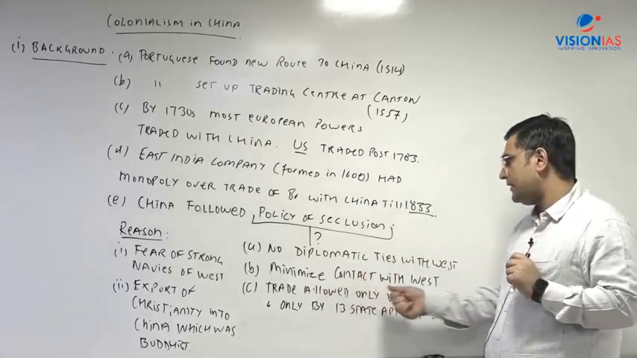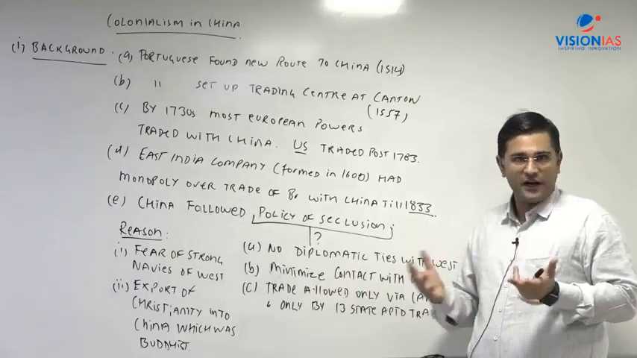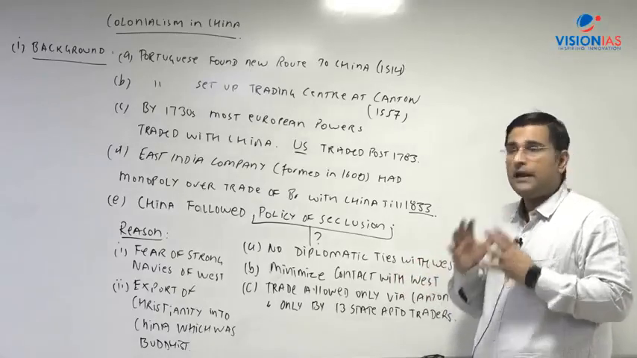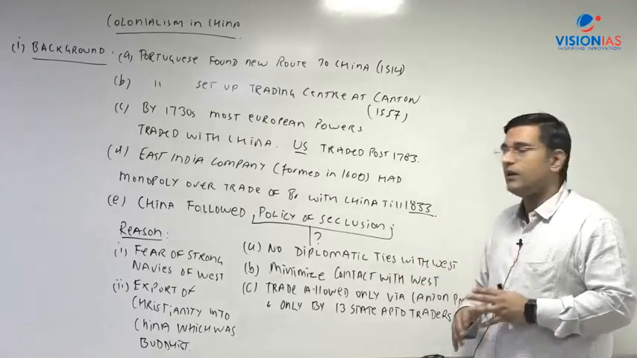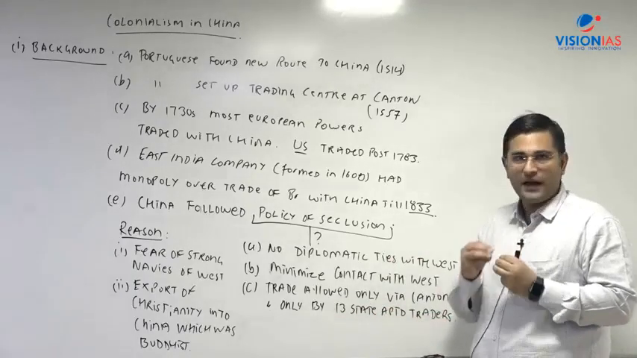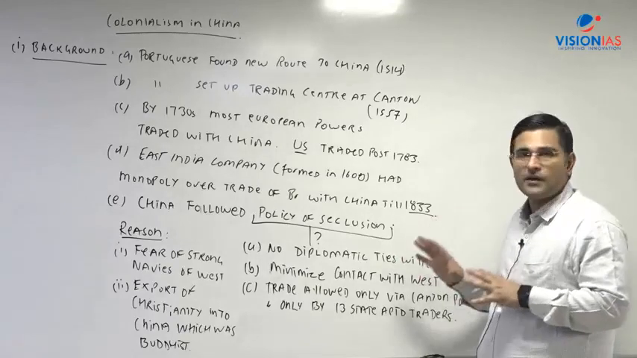Next, trade is allowed only at the Canton port. There can be multiple ports. In any country, there are multiple ports, but China said that you can trade, but only through Canton port. Plus, you can trade only with 13 state-appointed traders with whom you can interact, with whom you can exchange goods, right? Otherwise, we want very limited contact.